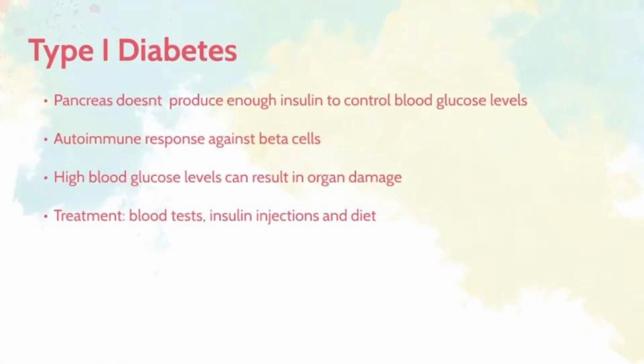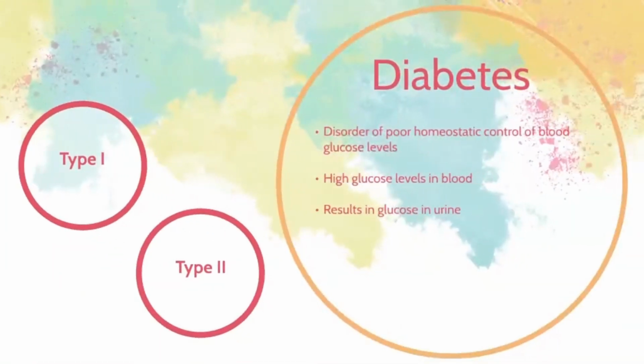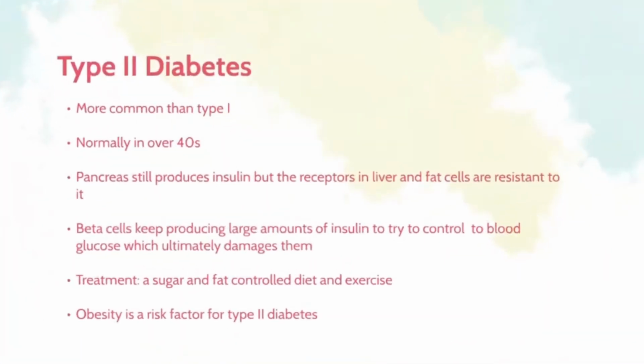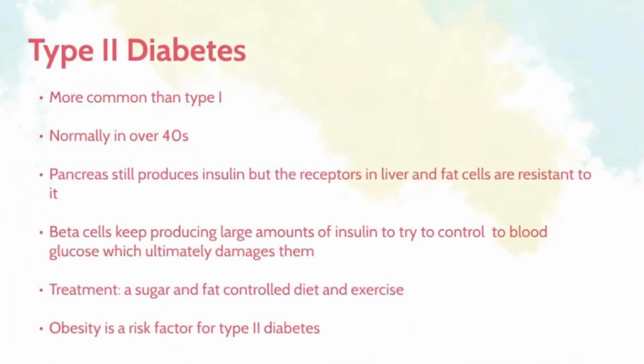Now that we've spoken about type 1 diabetes, we can speak about type 2 diabetes. Type 2 diabetes is more common than type 1, and it normally develops in older people, normally people over the age of 40. However, now as our diets have changed, there is an increasing number of younger people suffering from type 2 diabetes.